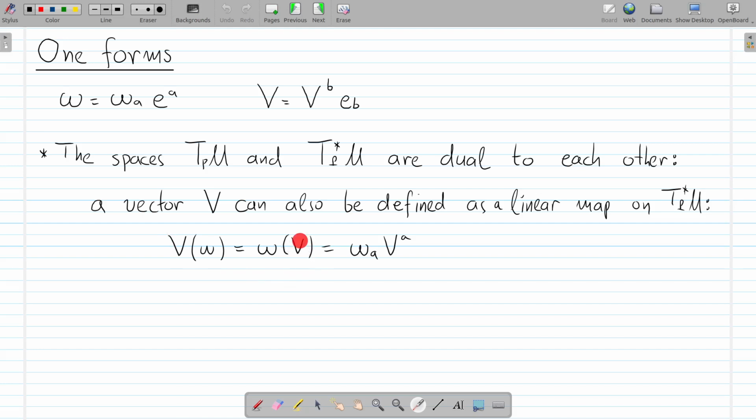then this linear map is indistinguishable from the original vector V. So we can identify the vector V in the tangent space of M at the point P, and a linear map V on the cotangent space of M. So with this operation, we go by duality from the tangent space to the cotangent space, and by dualizing, we go back to the original tangent space.